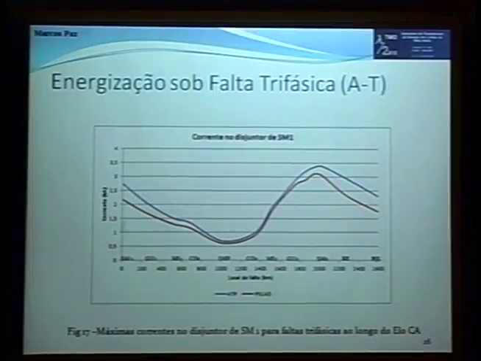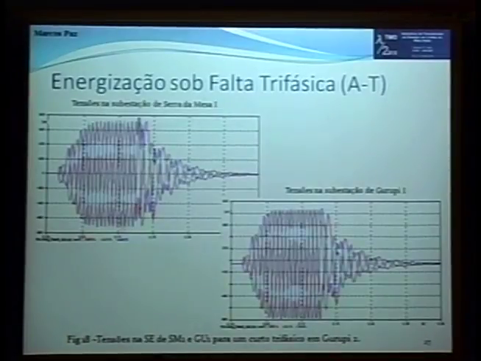The fault currents seen by the circuit breaker in Serra da Mesa, both with ATP and PSCAD. It starts very high, and in the terminal fault located in Serra da Mesa, it goes down in magnitude until it becomes closer to the resonance region, where it starts to go up again.